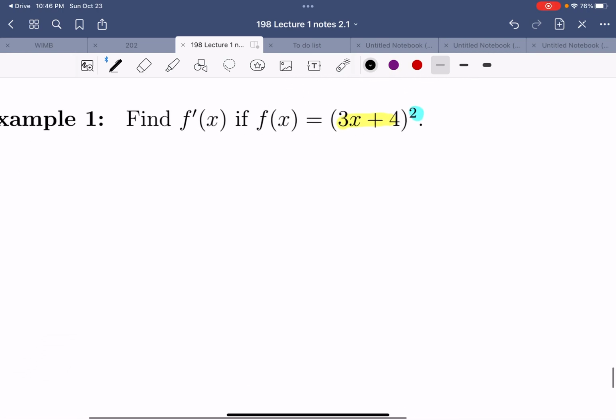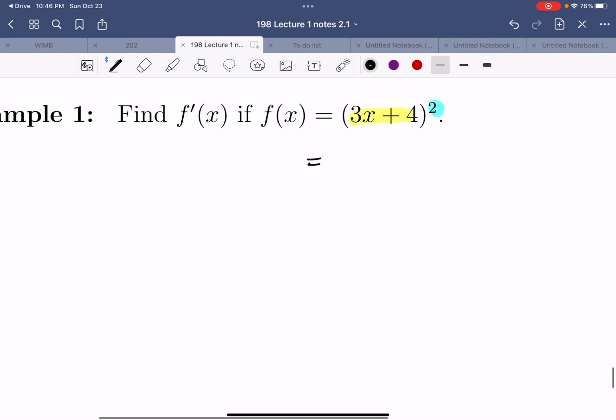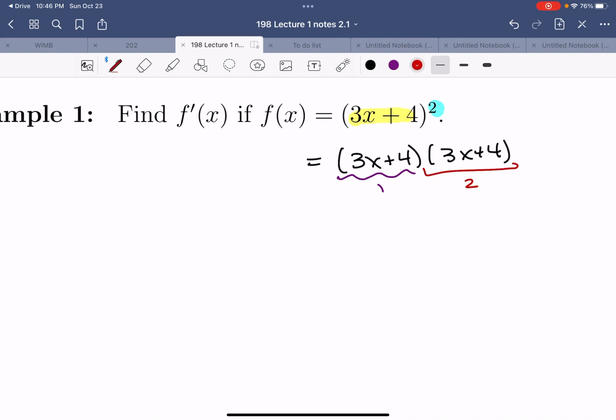So let's think of it instead as 3x plus 4 times 3x plus 4. And then let's use the product rule. So let's call this our function 1 and this our function 2. And then function 1 is 3x plus 4 and its derivative is 3. And function 2 is 3x plus 4 and its derivative is 3.